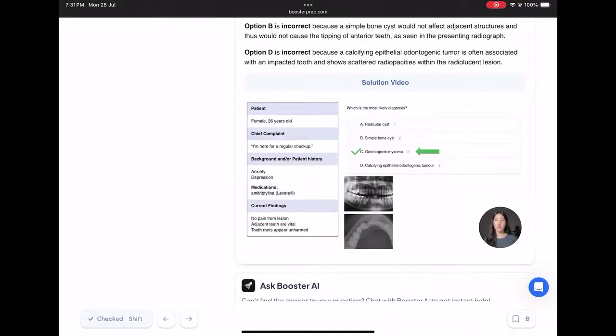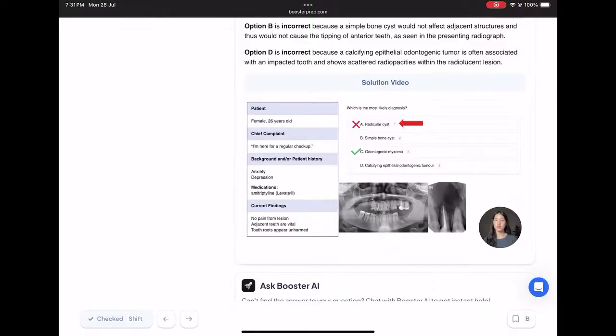And this is just a rare benign tumor of mesenchymal origin. So it will appear radiolucent with radiopaque septa throughout, and is generally found in the posterior mandible, scalloping in between the teeth and causing them to come loose. It generally is asymptomatic in patients. So we'll take a look at the other answers to determine why they are incorrect.